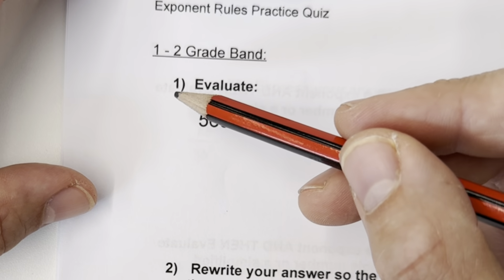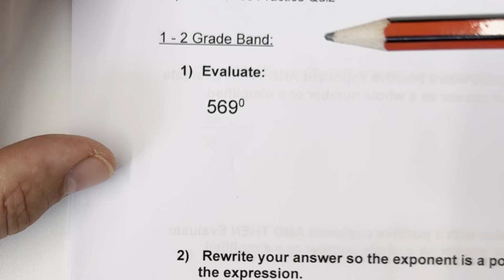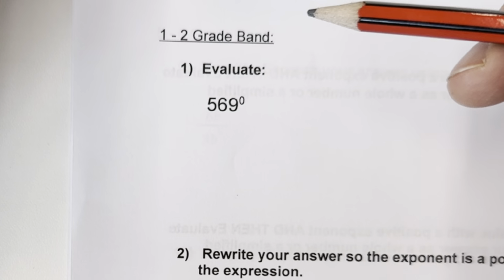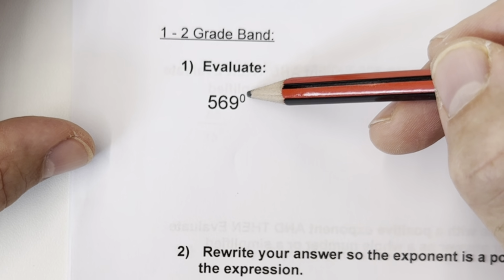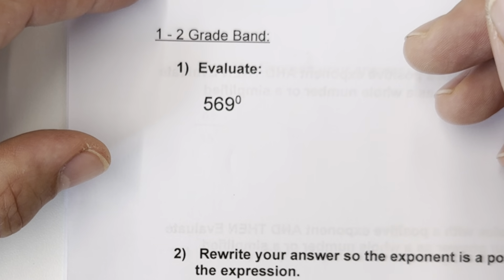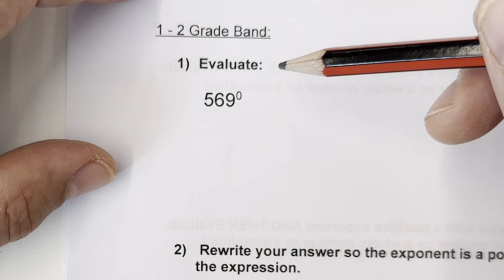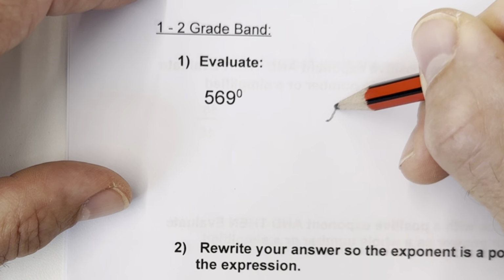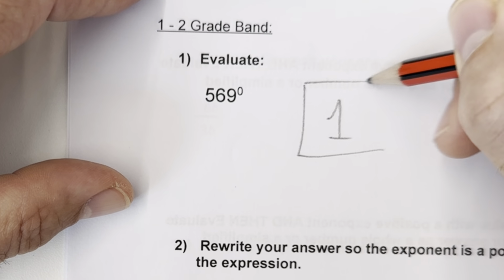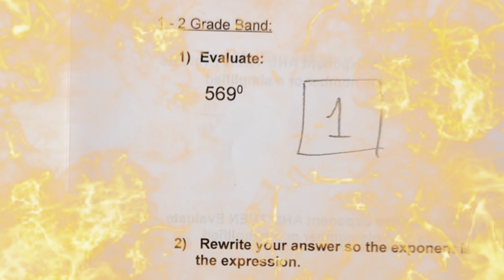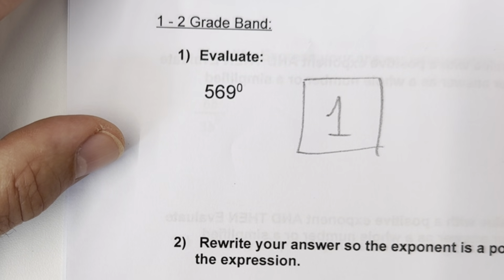Here we go. Number 1, okay, it says evaluate. So what is 569 to the 0 power? This is just making sure that you understand that exponent rule, that anything to the 0 power is in fact 1. And that's that.